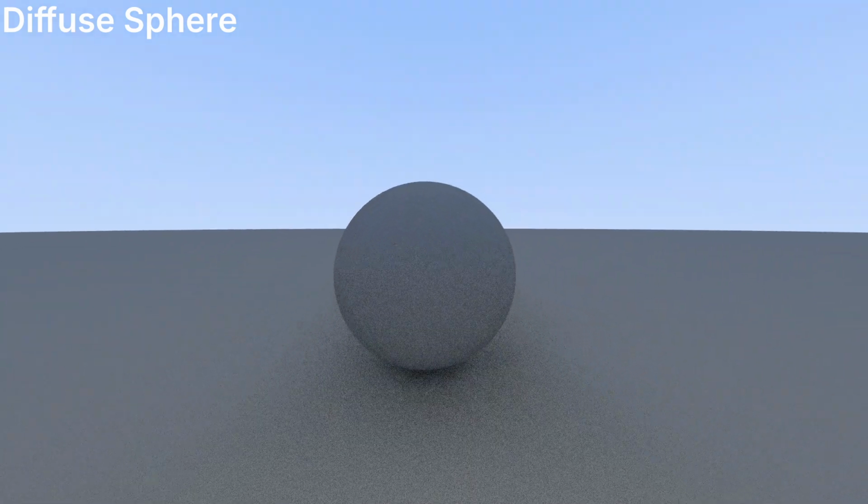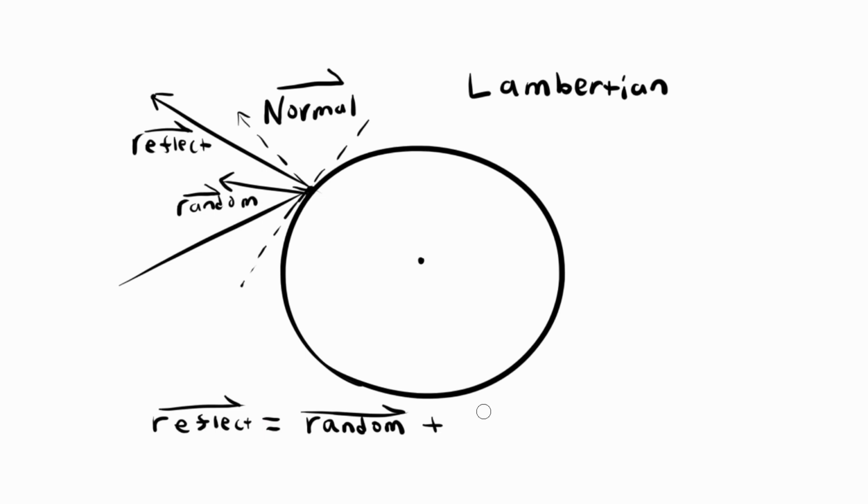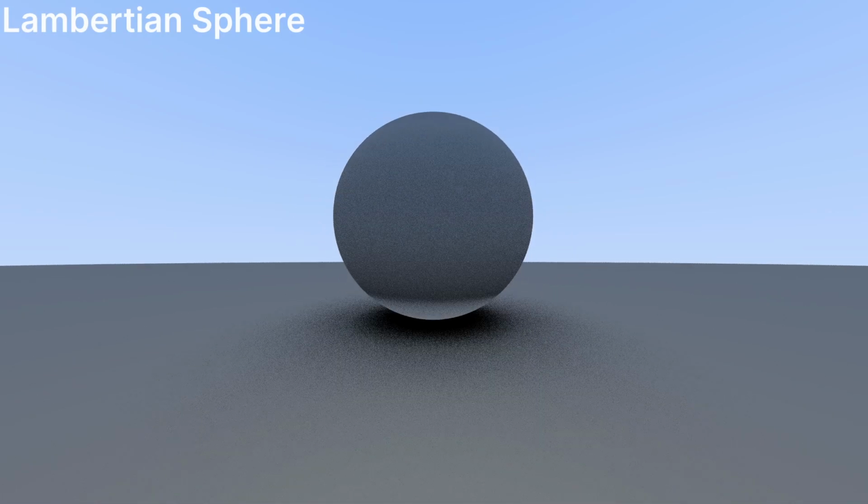Then, to make the shading more accurate, we can bounce our ray while keeping the surface normal of the sphere in mind, a more uniform ray distribution known as a Lambertian distribution.